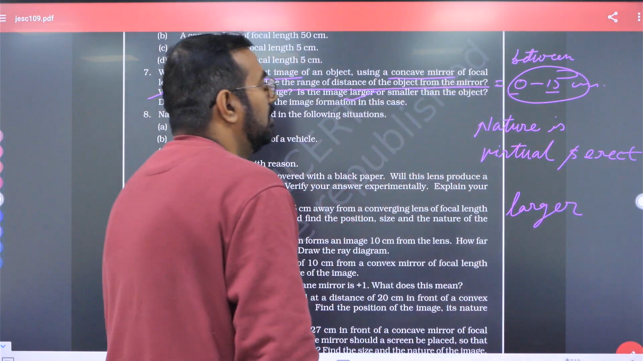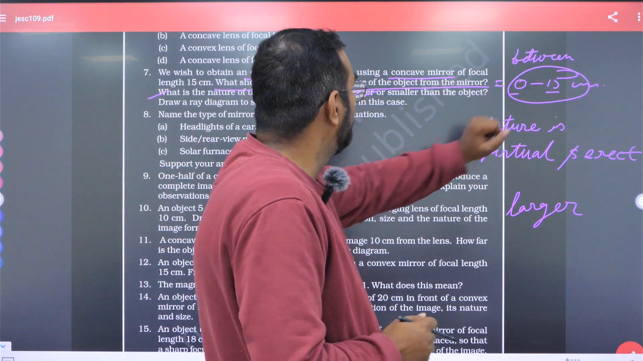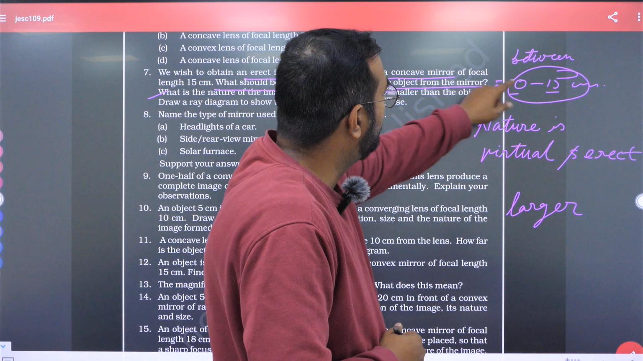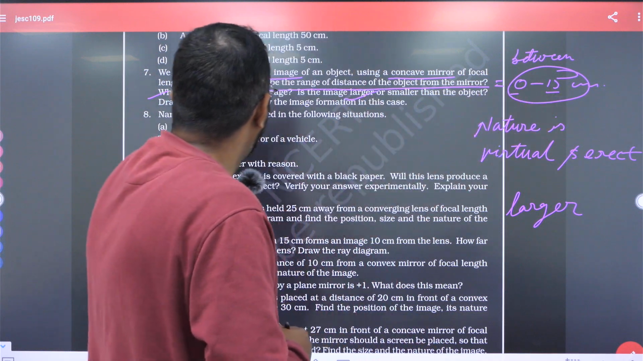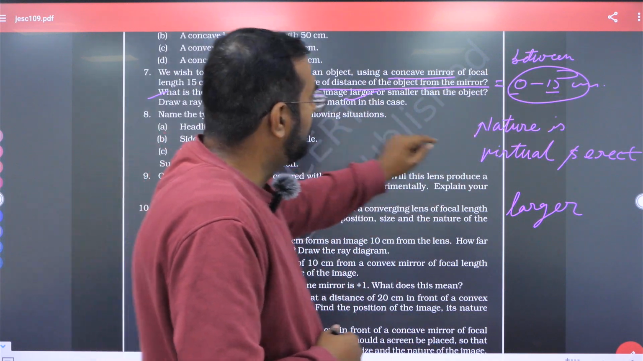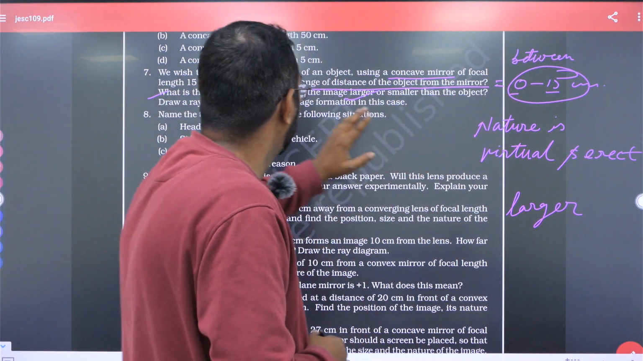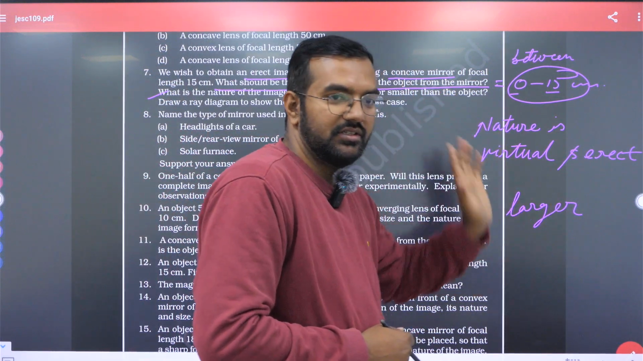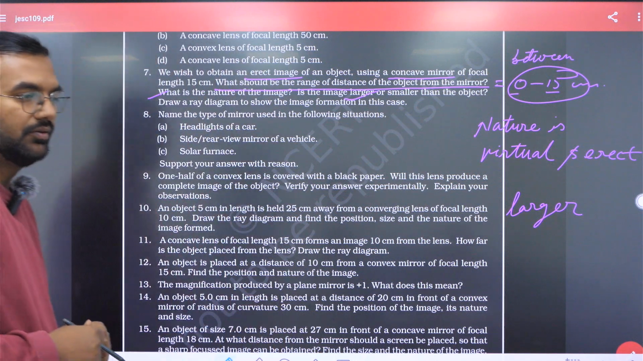Okay. So between 0 to 15, what should be the range of the distance of the object from the mirror? What is the nature of the image? Virtual and erect. Is the image larger or smaller than the object? Larger. Okay.